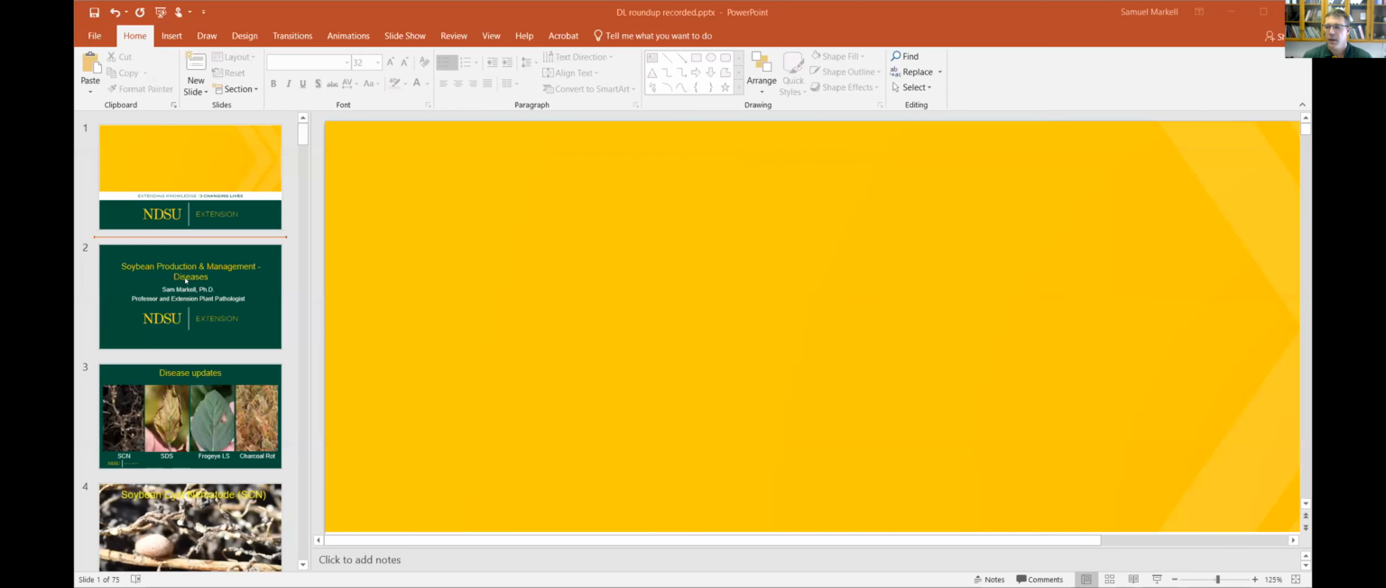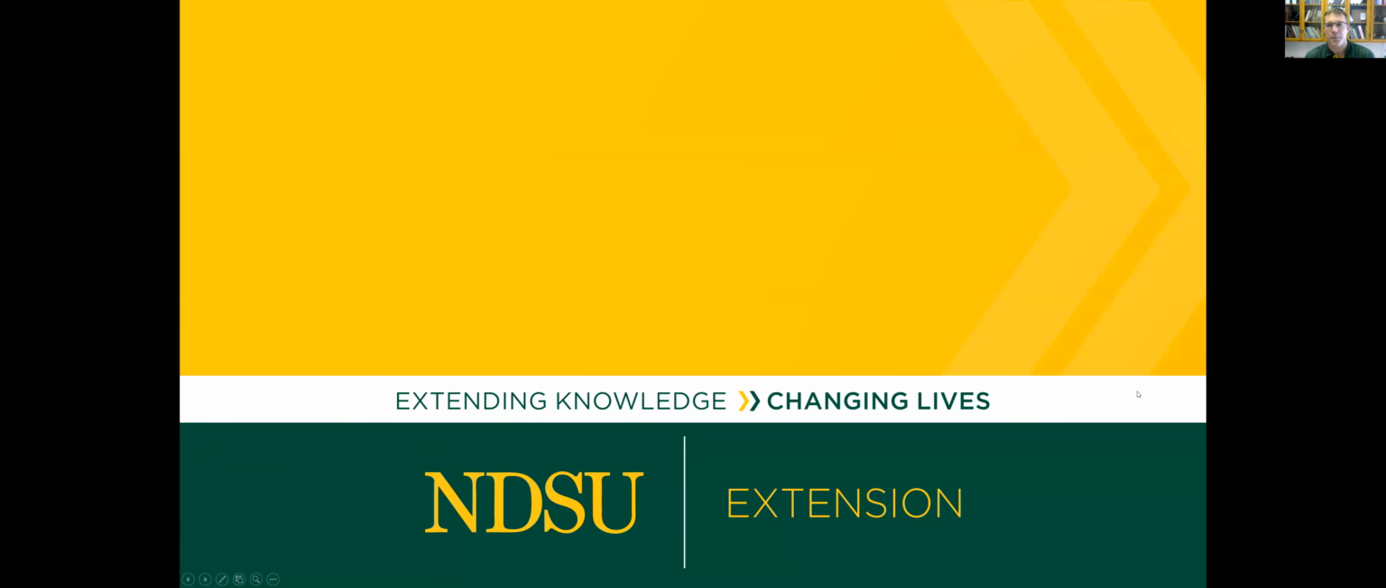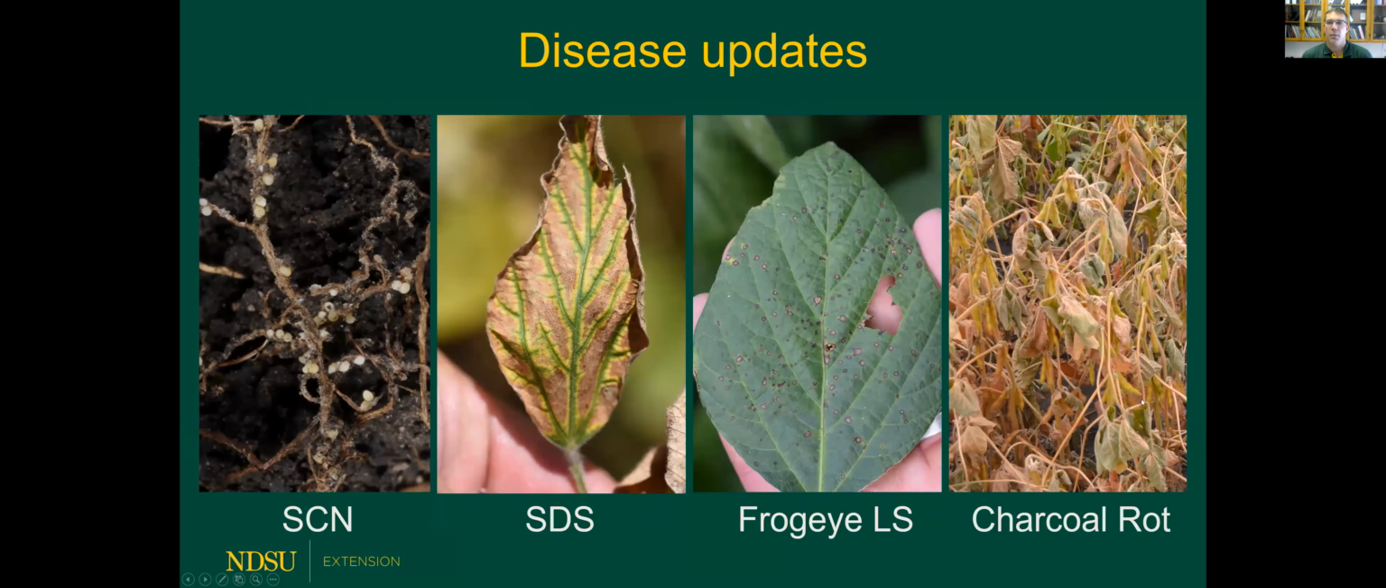I am going to share my screen and talk about some disease management issues as part of the soybean production talk. Today we're going to talk about 4 diseases: soybean cyst nematode, sudden death syndrome, frogeye leaf spot, and charcoal rot. Now SCN, soybean cyst nematode, and charcoal rot are problematic in the state, and we saw quite a lot of that. SDS and frogeye leaf spot are new to the state, and I'm a little less concerned about them, but I think it's very important that you're aware of what's going on with these diseases.